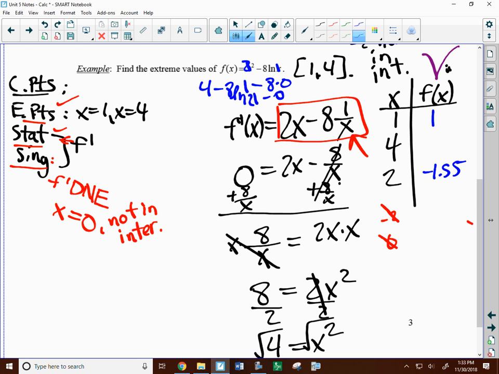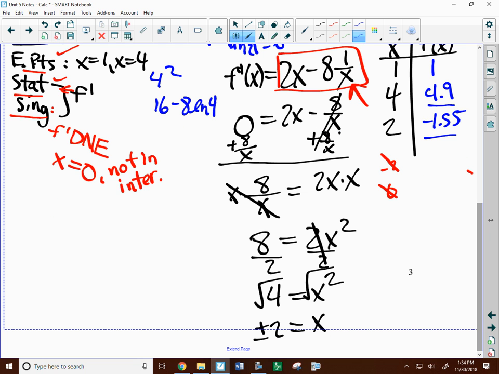And then you put in 4. 4 squared is 16 minus 8 ln 4. The largest value, and that's our max on this interval, and the smallest one is this one on the interval. Okay. So, just write it over here.